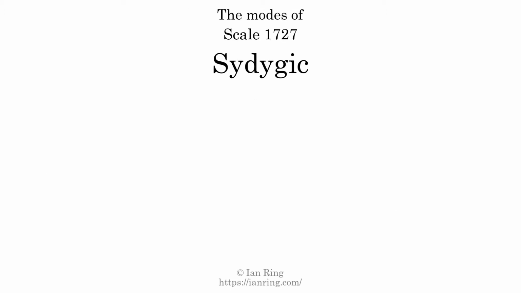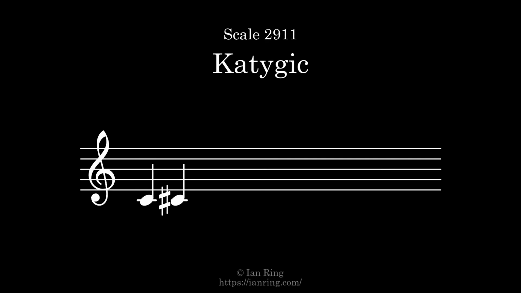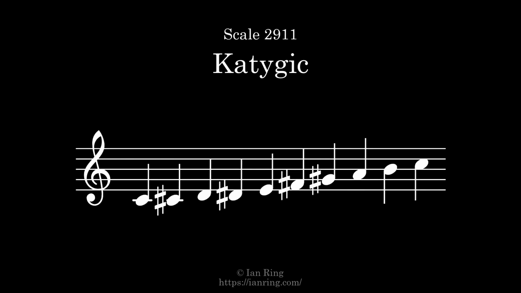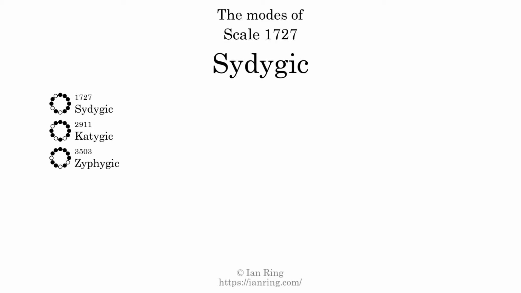This scale has 9 modes. The first mode is itself. The second mode is scale 2911, also known as Sydygic. It sounds like this. The third mode is scale 3503, also known as Sydygic. It sounds like this.